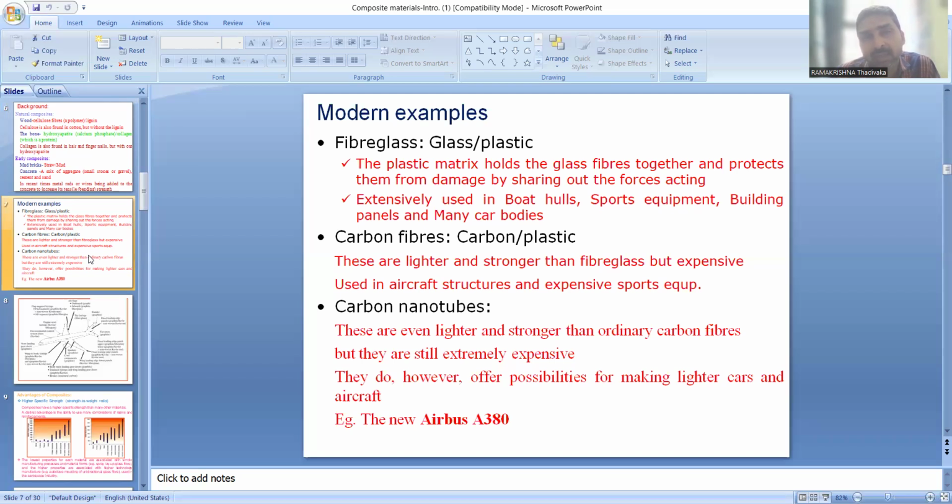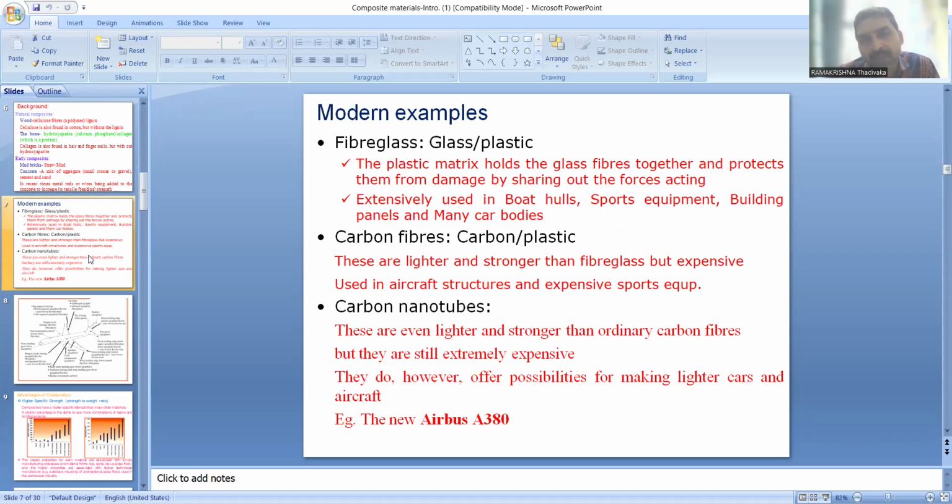In this one, the plastic matrix holds the glass fibers together and protects them from damage by sharing out the forces acting. These are extensively used in boat hulls, sports equipment, building panels, and many car bodies. Next one is the carbon fibers. These carbon fibers are lighter and stronger than fiberglass, but expensive. These are used in aircraft structures and expensive sports equipment.